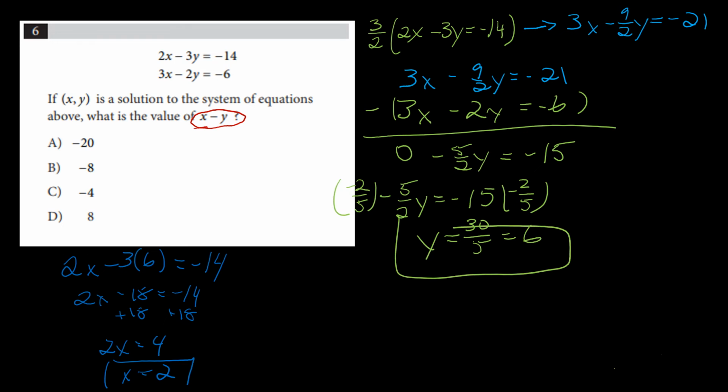Okay. Do a little subtraction here. x minus y, 2 minus 6, going to give me negative 4. Answer choice C. Sounds good.